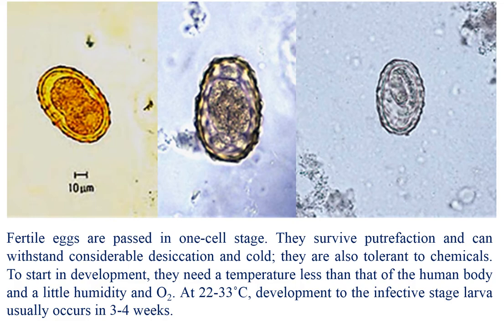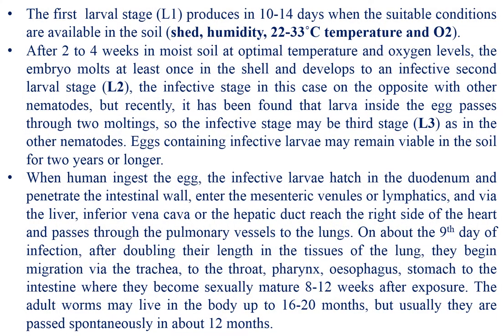To start development, they need a temperature less than that of the human body and a little humidity and O2. At 22 to 33 degrees, development to the infective stage larva usually occurs in 3 to 4 weeks. The first larval stage, L1, is produced in 10 to 14 days when the suitable conditions are available in the soil. These suitable conditions are shade, humidity, 22 to 33 degrees temperature, and O2.